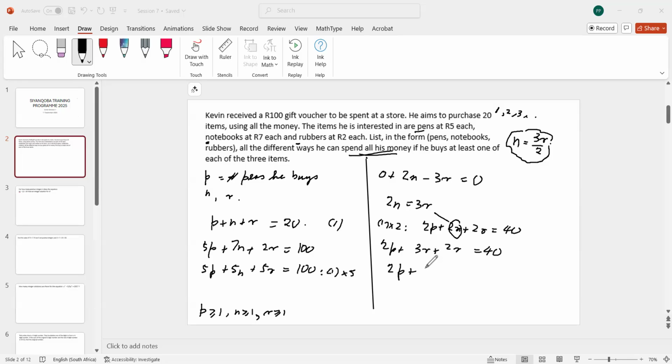Let's get the r's together. And there are no fractions. 2p plus 5r equals 40. See, by multiplying it by 2, I don't get involved with fractions. Now this is very nice. 2p plus 5r equals 40. And I see 5 goes into both of these. So let me put this as 2p equals 40, bringing the r's to the other side, 40 minus 5r.